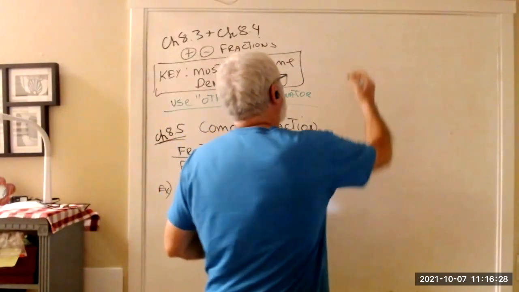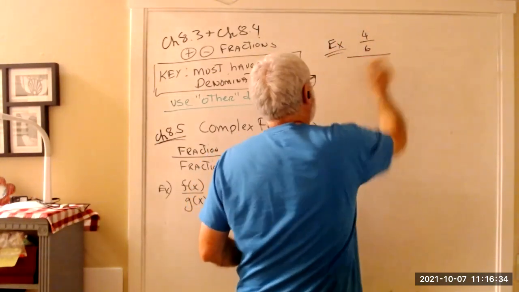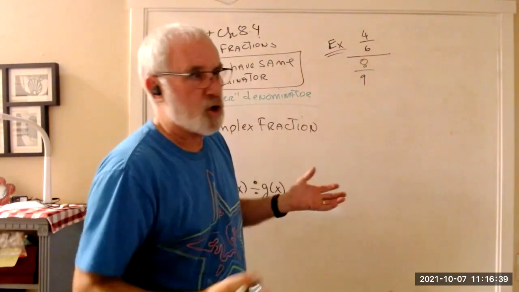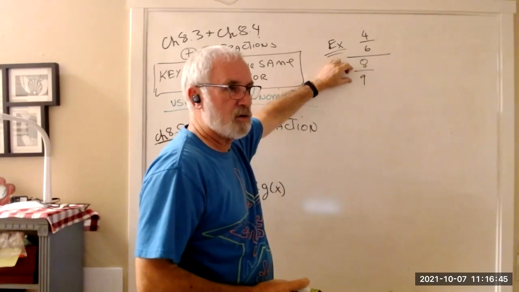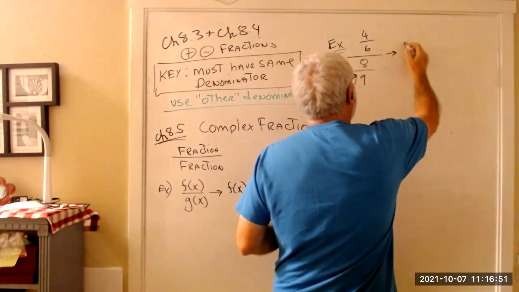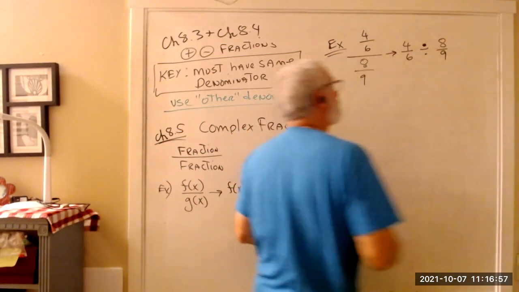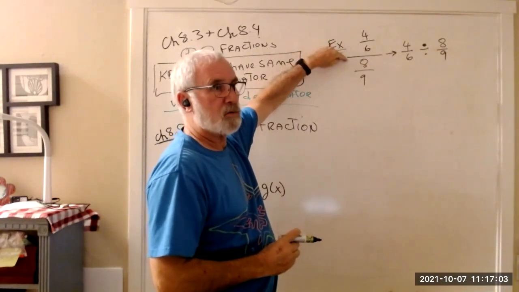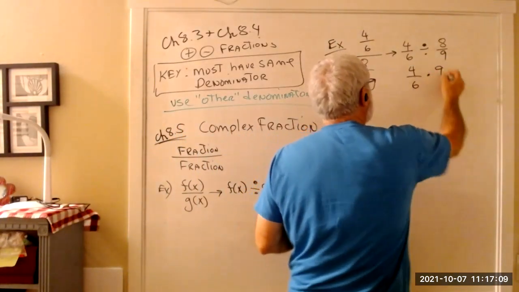So it might look something like this, a very simple complex fraction, 4 out of 6 over 8 out of 9, or something like that. That's called a complex fraction because the numerator is a fraction, the denominator is a fraction. And the easiest way to do this problem for now is to say this is 4 out of 6 divided by 8 out of 9, because the fraction bar means division. And you guys now know how to do this. This is 4 out of 6 times 9 over 8.